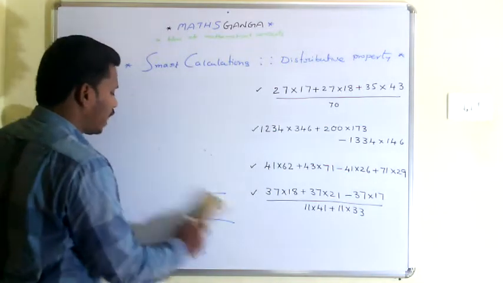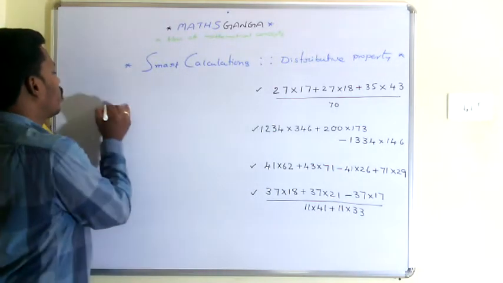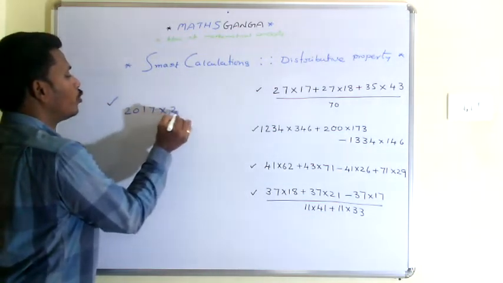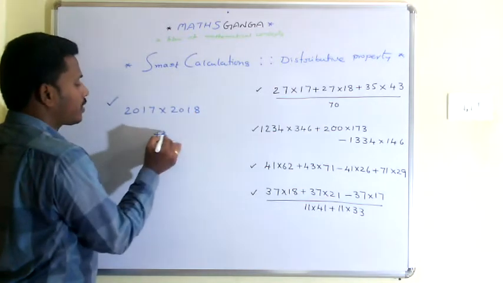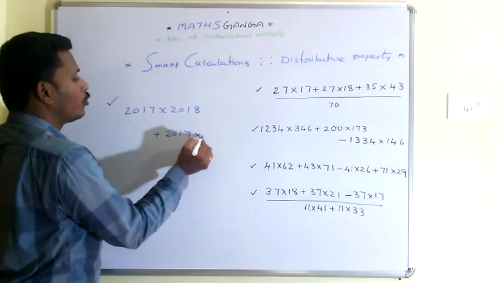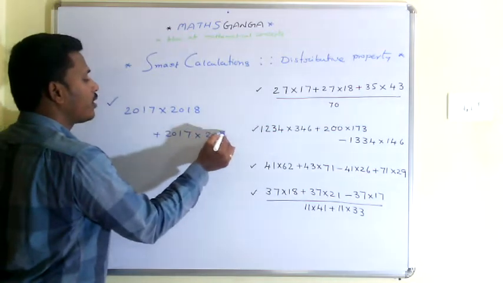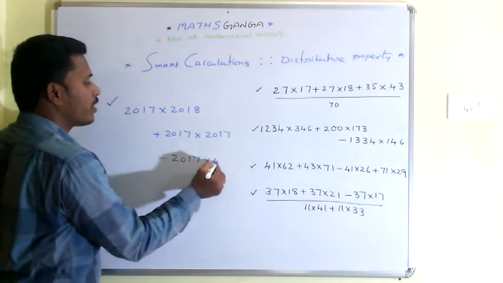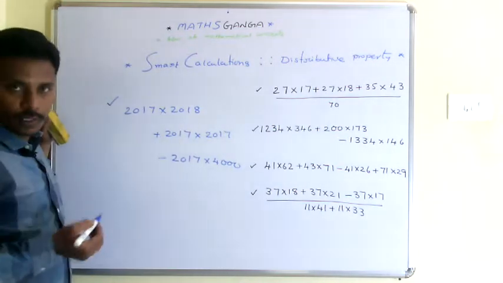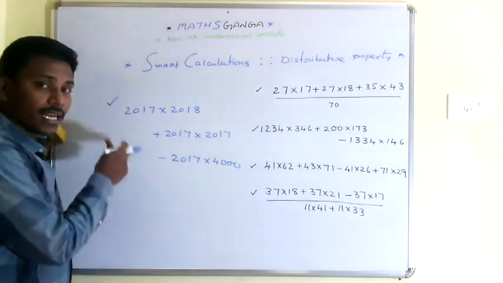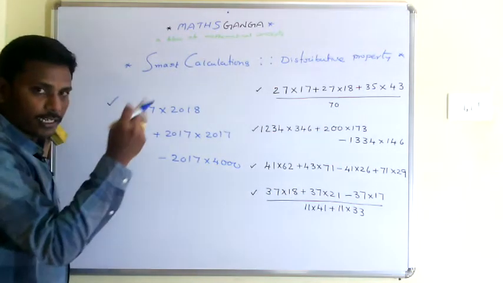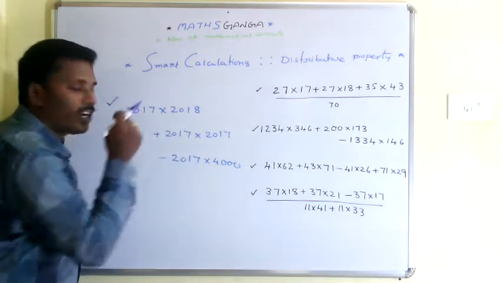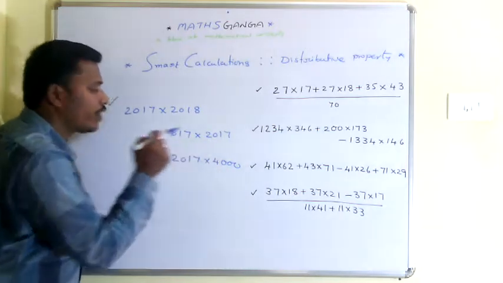So coming to that back collection, for example, if I have a problem to solve like this, something like 2017 into 2018 plus 2017 into 2017 minus 2017 into something like 4000. I have to solve this one. See, if you observe, this numerical expression has three terms. The first one is 2017 into 2018. The second one is 2017 into 2017. And the third one is 2017 into 4000.